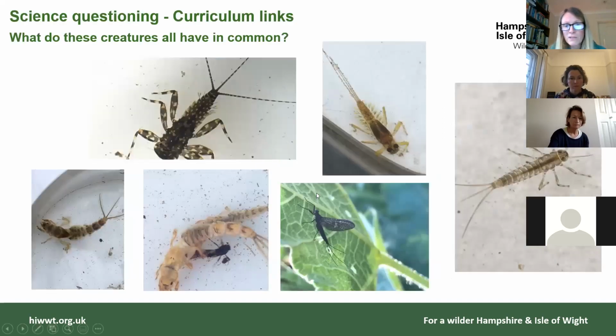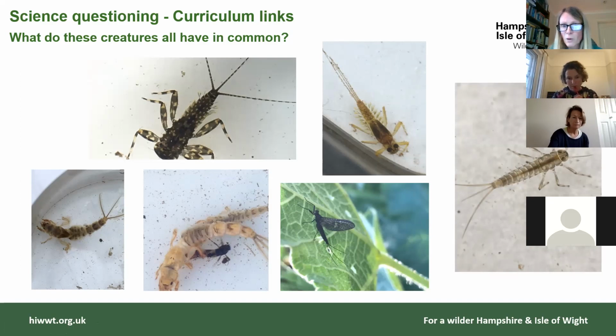So if I was looking at some of these creatures with the children, the sort of things that I think we would be asking would be, with these ones here, what do they all have in common, for example? And they might then spot the number of legs. So they all are insects, they all have those 6 legs. And again, they've all got the 3 tails. So that tells us that these are mayfly nymphs.